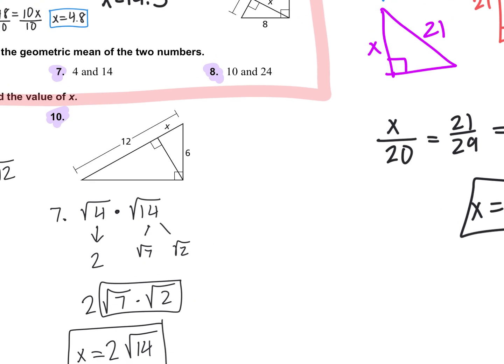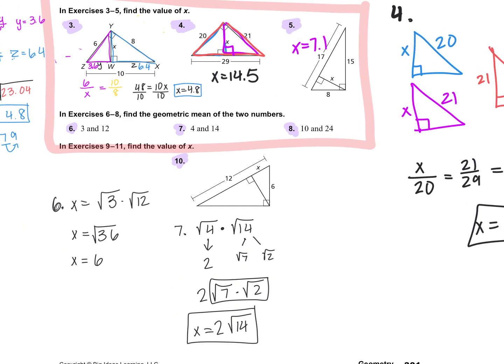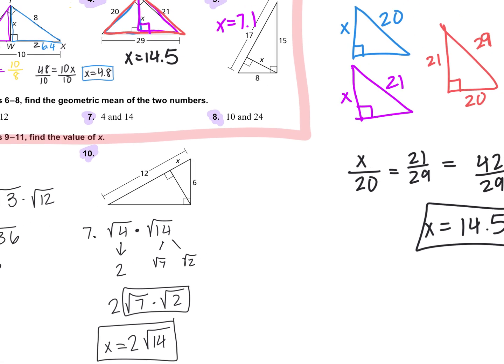All right, so looking at number 8. What was the answer to number 4? Number 4 was 14.5. Okay. All right, looking at number 8.